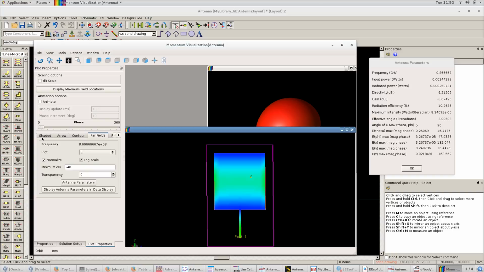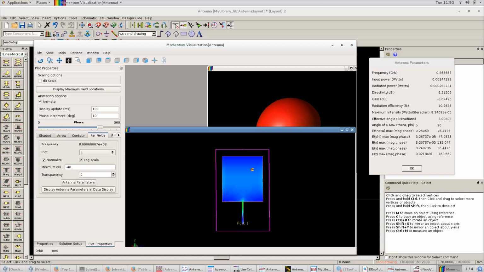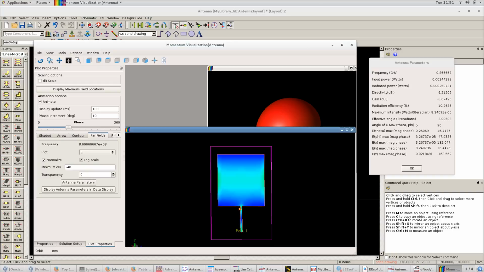And I'm going to show you something real quick. I'm going to hit this animate button. So this is basically showing you, as the phase is going in, what the current distribution on the patch antenna looks like. So you see how it gets really sharp here?